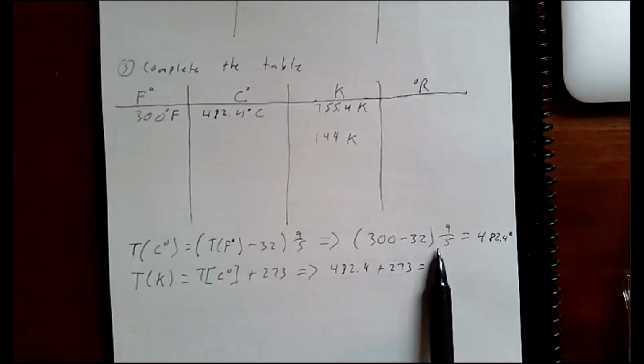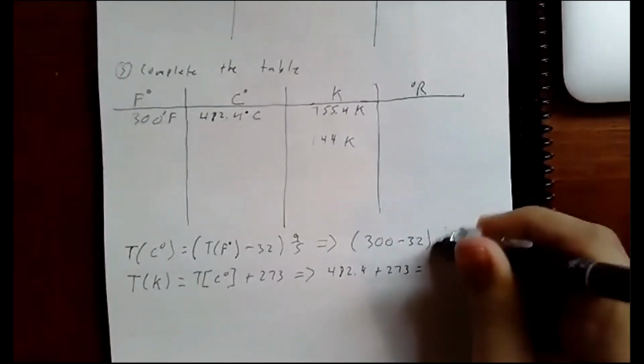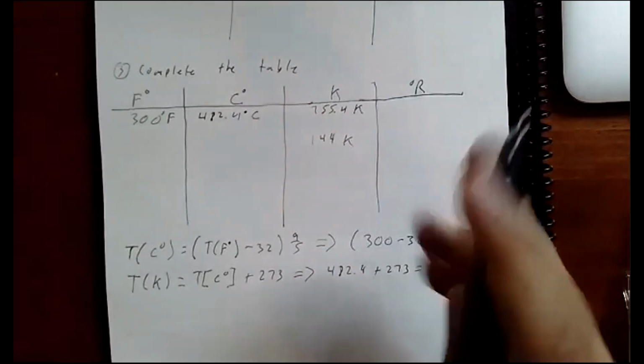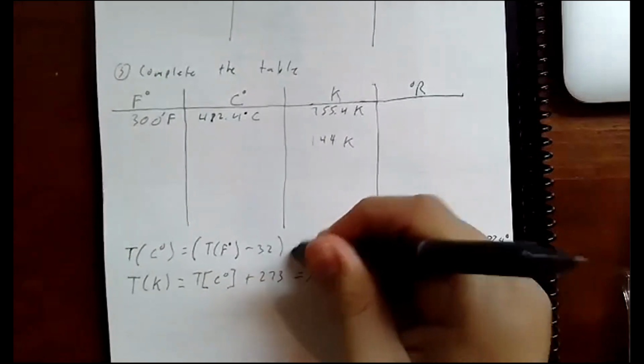-300 minus 32. Here it is. Is any of that an error? This is going to be 5 ninths right at the end. So for your formula, make sure this is 5/9.